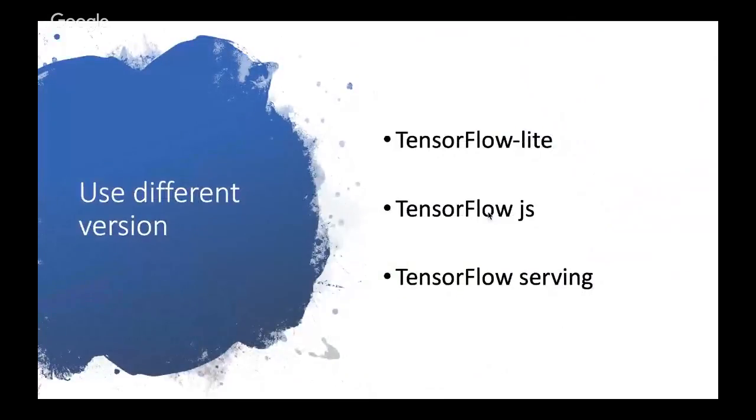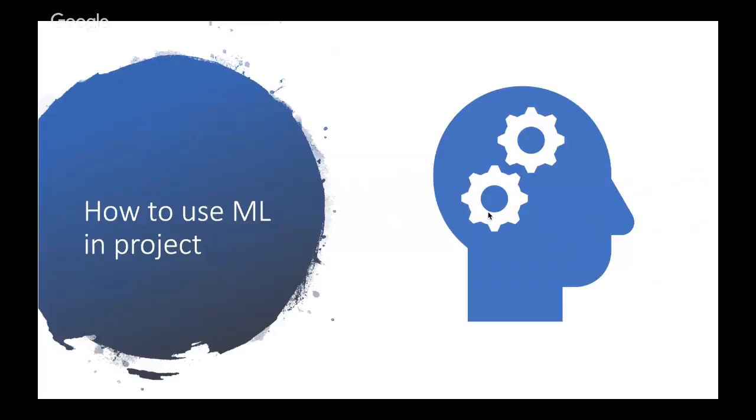Deploy. If you are using Android or iOS app development, you can use TensorFlow Lite to use TensorFlow in the app. For web, you can use TensorFlow Serving. TensorFlow Serving is a server that hosts the model, and then you send a request to the server and get the result back. TensorFlow.js is the version with JavaScript. And how to use the model in the project.